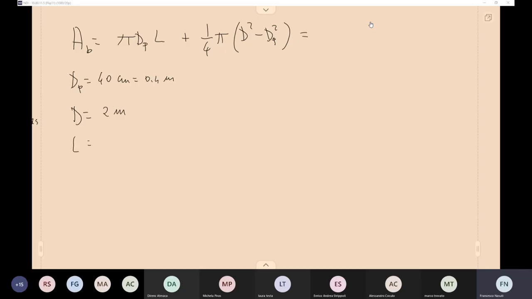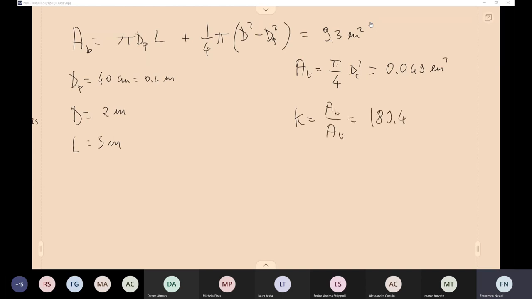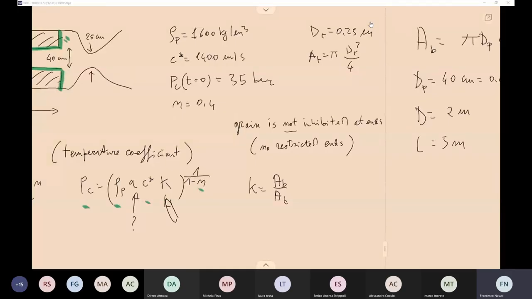L is 5, according to the drawing we have seen. And so we have here 9.3 square meters of burning surface. Short area can be computed as pi over 4 D squared, and it is given as 0.049 square meters, so that K is 189.44, and finally, from here, we evaluate our temperature coefficient K.